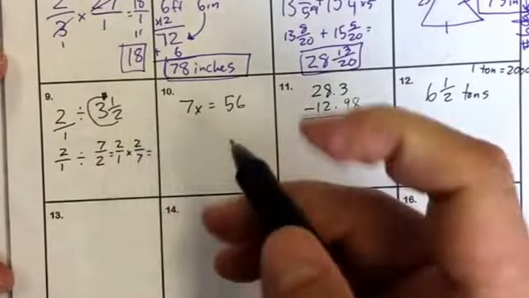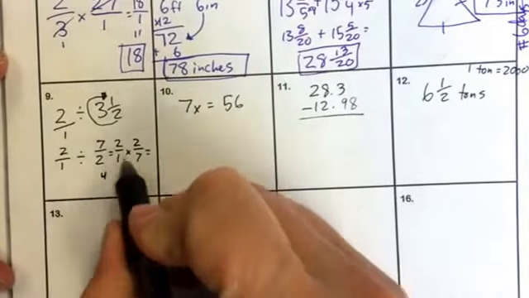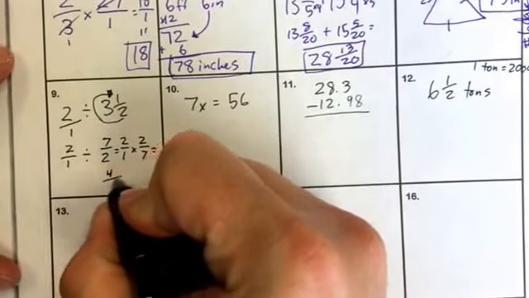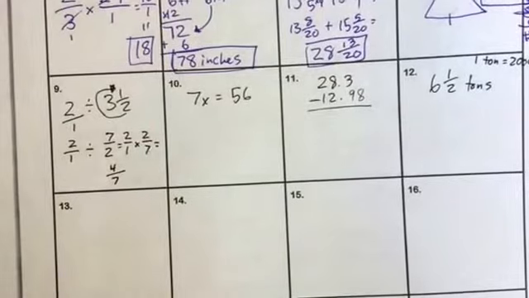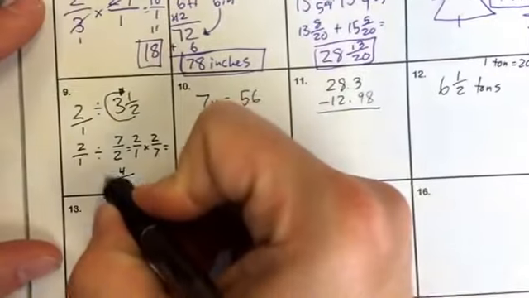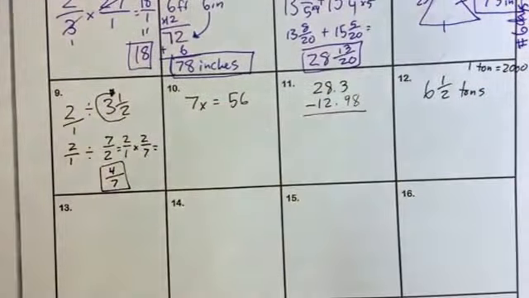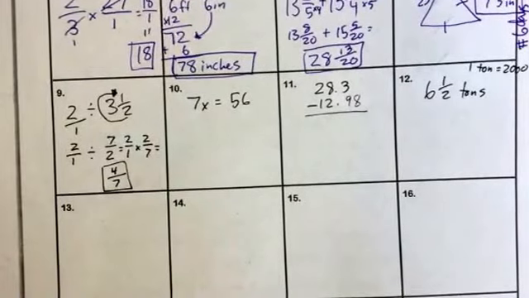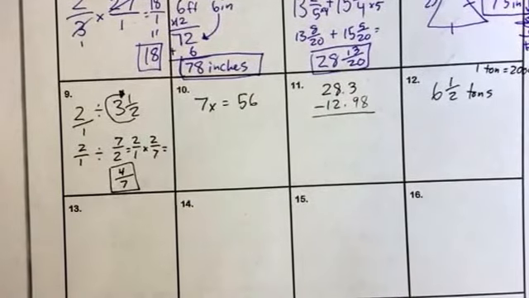2 times 2 is 4. 1 times 7 is 7. And so 4 sevenths is our final answer. And 4 sevenths cannot be reduced.